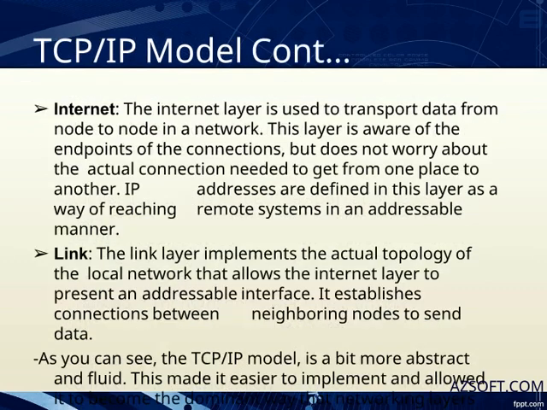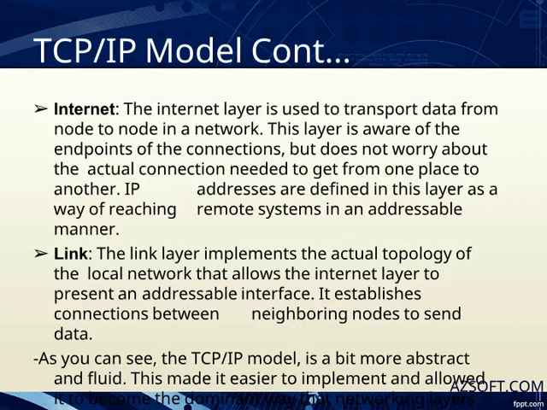Internet. The Internet layer is used to transport data from node to node in a network. This layer is aware of the endpoints of the connections, but does not worry about the actual connection needed to get from one place to another. IP addresses are defined in this layer as a way of reaching remote systems in an addressable manner.